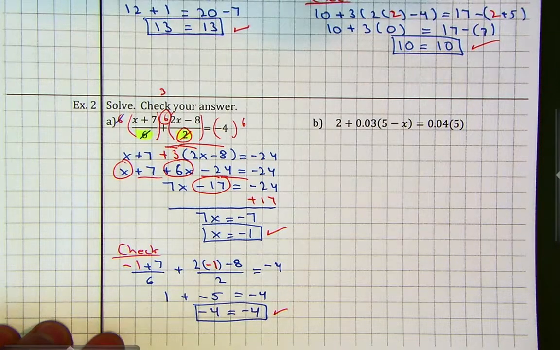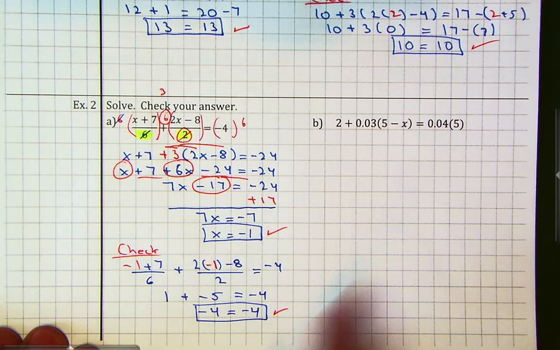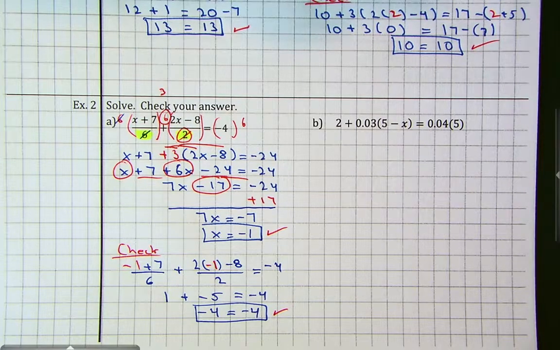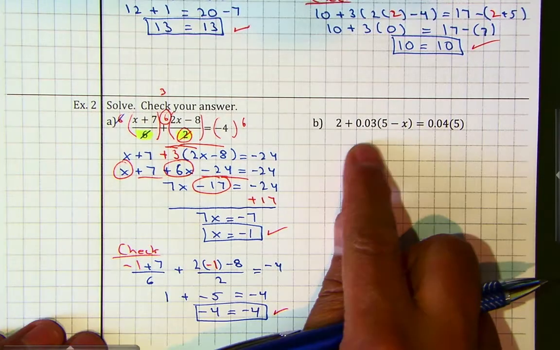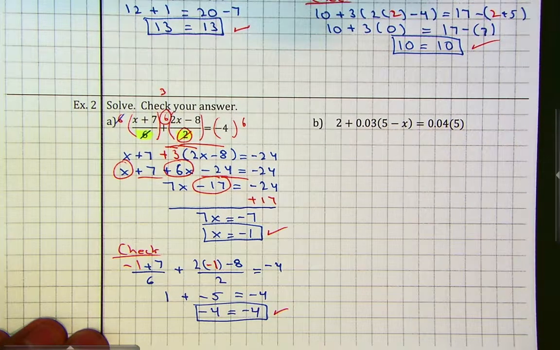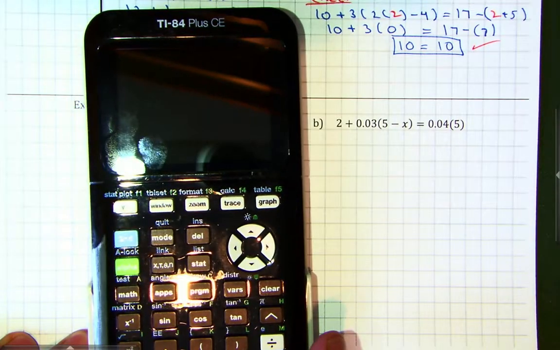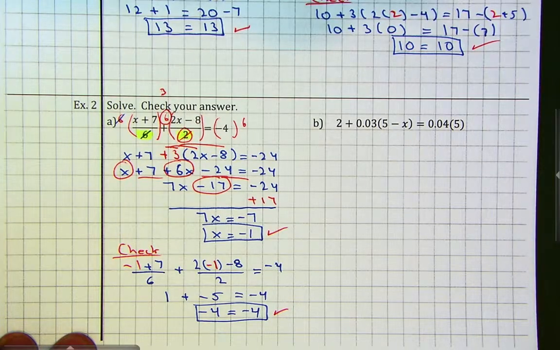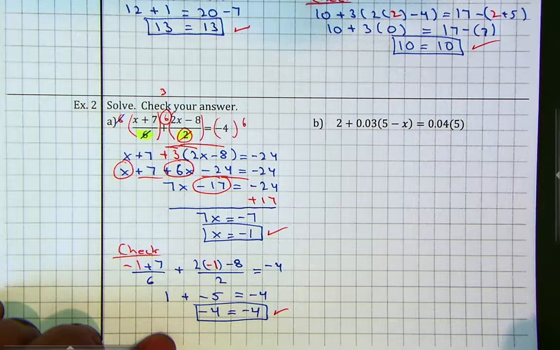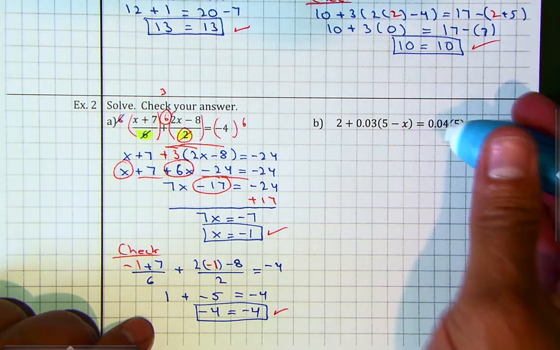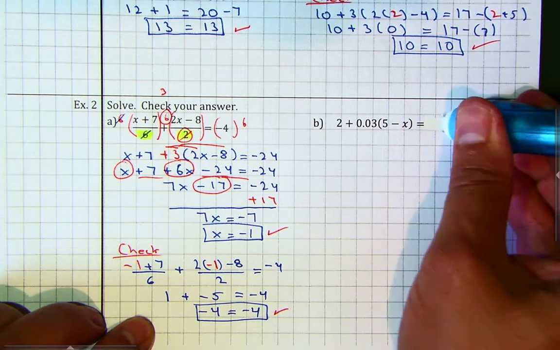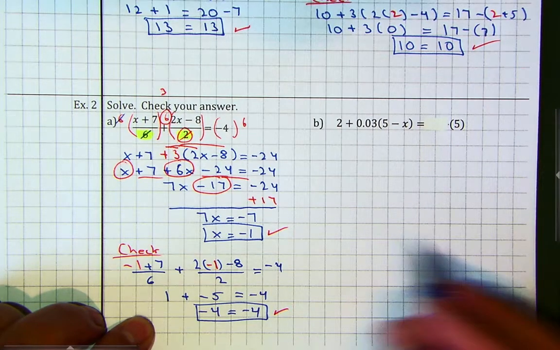For letter B, how can I solve this equation? So now we have decimals. When we have decimals, we can actually work through the decimals, and if you have a calculator, you can just work through the process. Now, if you don't have a calculator, the best thing to do is to get rid of the decimals. And actually, let me fix this here. This is just 0.4.